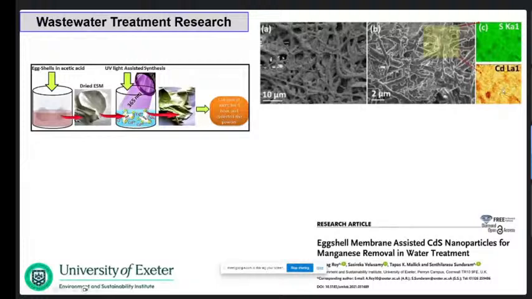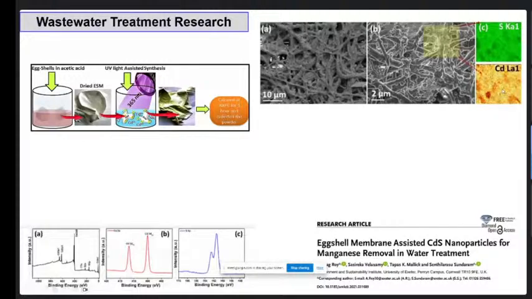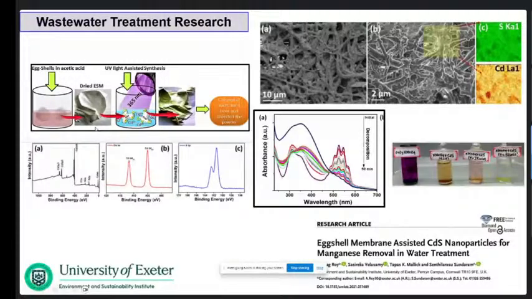This is what the CdS actually looks like, and what we have done. You can see here, this is the manganese that we have chosen. Manganese is the purple color. And when you add CdS, after 50 minutes, the completely manganese contaminated water is, see how it is getting clear. So this is the way that we use this catalyst in presence of sunlight.